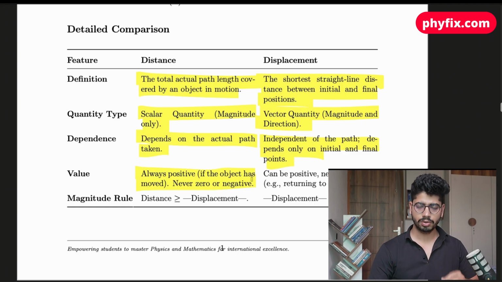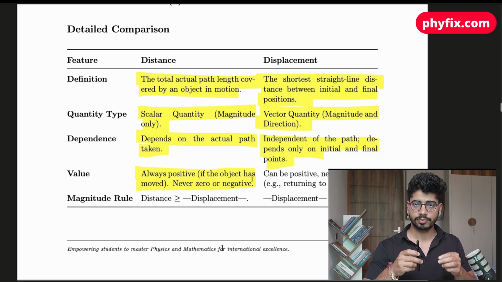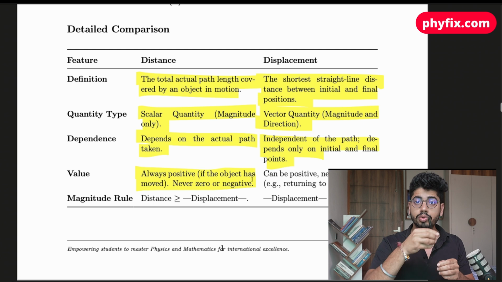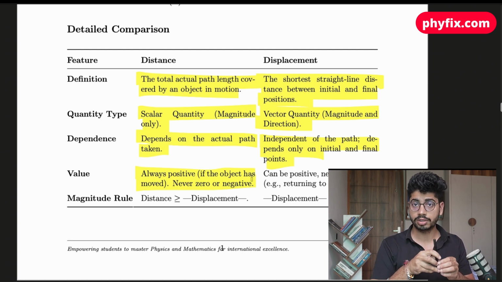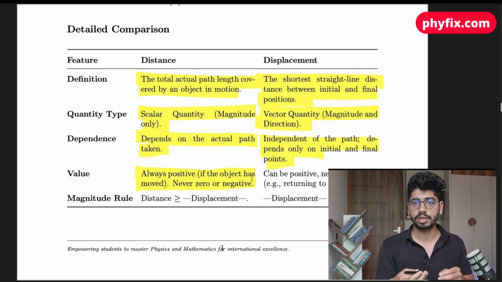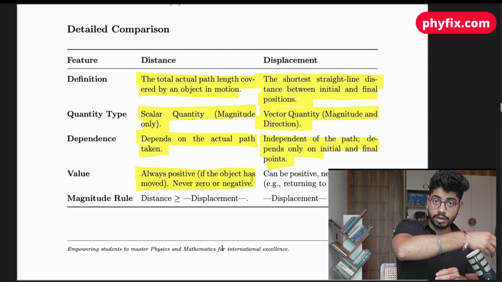When will it be zero? Let's suppose I start the pen here and it moves here and again comes to the same position. So initial and final points are the same. So actually there is no displacement that you moved over there. So the displacement is zero in that case. That you have to understand. So displacement can be zero. It can be negative also.